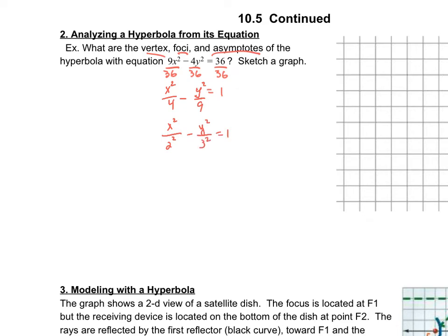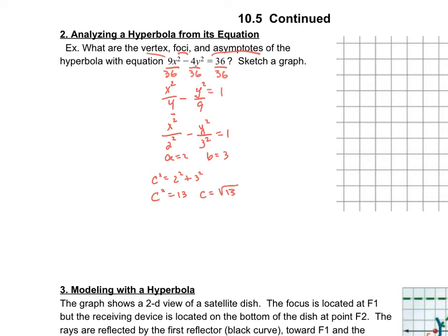Since x squared is my leading term, I know that a is going to be equal to 2, and b is going to be equal to 3. So I know then that I would have c squared equals 2 squared plus 3 squared, so c squared is equal to 13, or c is equal to the square root of 13.